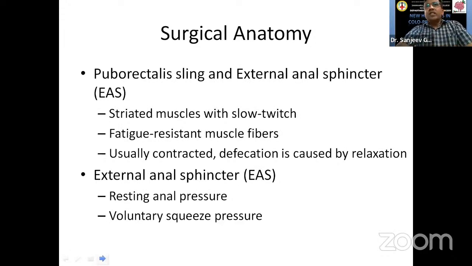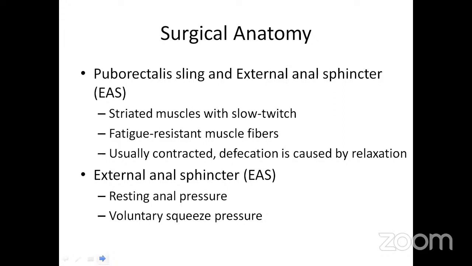So the puborectalis sling and external anal sphincter are striated muscles with slow twitch, and they are fatigue resistant muscle fibers.